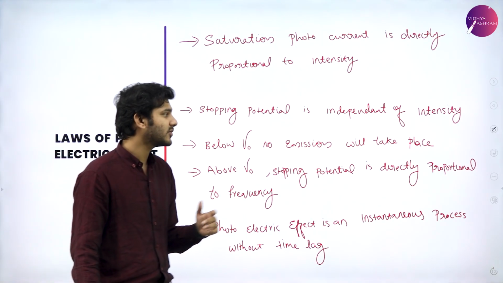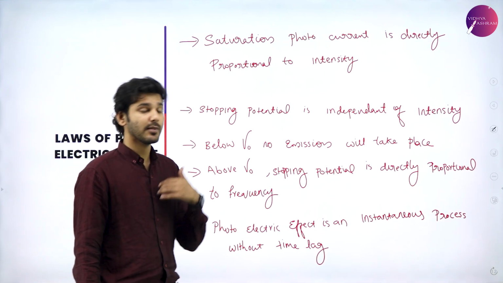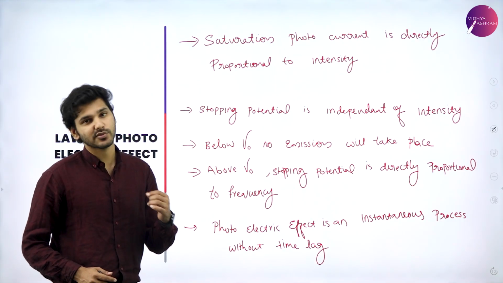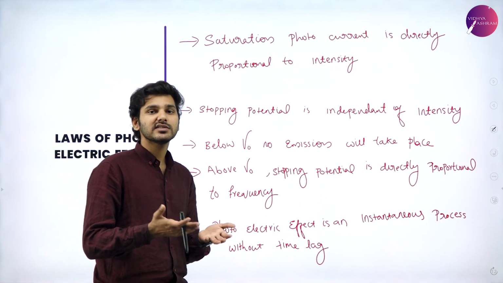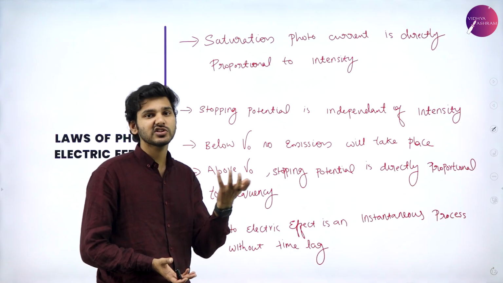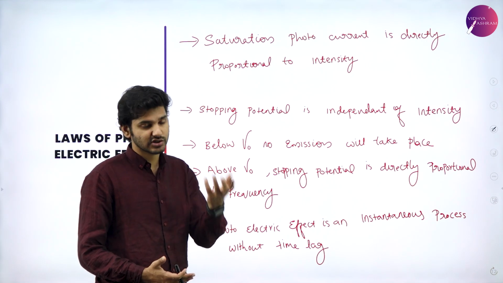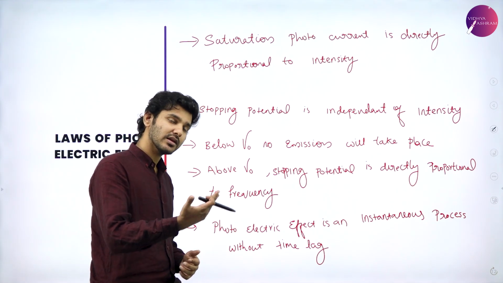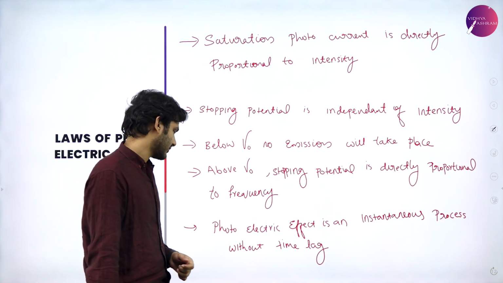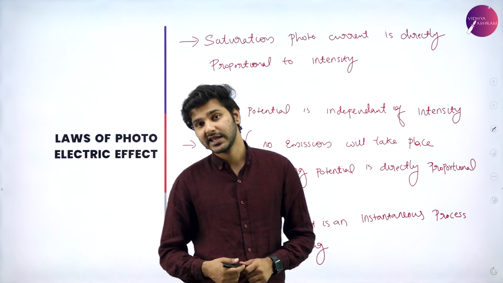Below mu naught, no emission will take place. That is known as the threshold frequency. And above mu naught, that is above the threshold frequency, stopping potential is directly proportional to the frequency. Again, we know that E is equal to h mu, and that h mu, the frequency, is the factor that determines how much energy is given to the electron, which in turn is converted as work function, which is used to escape the metal surface, and then the remaining part is used to gain kinetic energy for the electron.